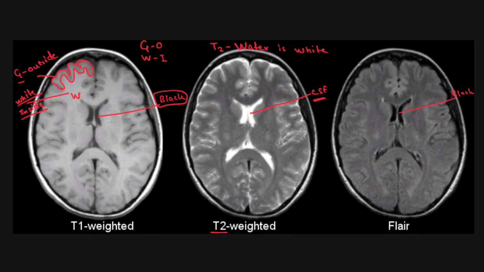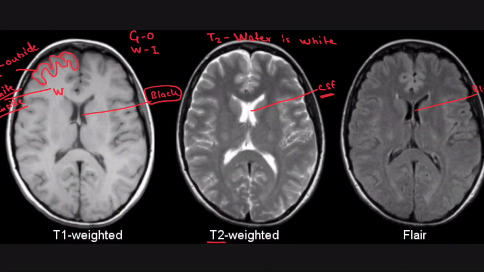Now coming to Flair. Just differentiate this part. This is hyperintense and inside is hypointense. So the hypointense part is gray part, this is white part. So the anatomy is reversed in this. So anything opposite to T1 is Flair, but the CSF is same in both these two. CSF is black in T1 and Flair.